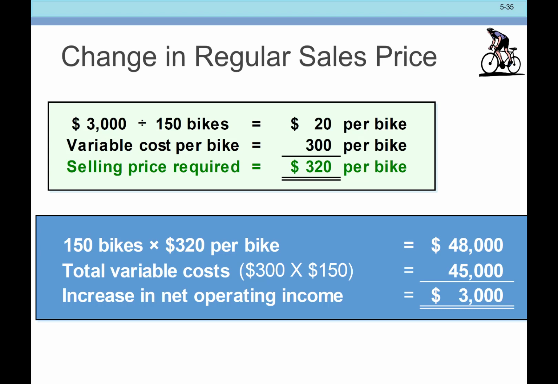Okay? And if our variable costs are what? $300 per bike, then we have to sell the bikes for $320, right? So that we'll have $20 left over. And since we've already covered our fixed costs, assuming we're happy with our profit as it's been already, then we can go ahead and sell the bikes for $320. And if we do that, we will accomplish the goal of increasing our operating income by $3,000, right? What's wrong with this? What's a potential problem with this?